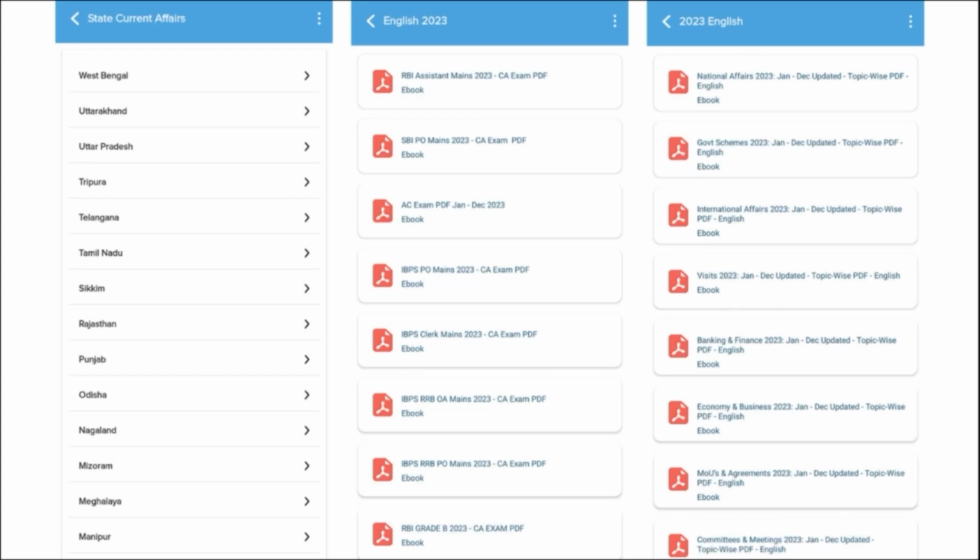After the exam, we also provide you with the exam analysis. Then for the students who are preparing for state exams, this will also be beneficial, as we provide state-wise current affairs for them. Apart from this, we also cover topic-wise current affairs such as national affairs, government schemes, international affairs, banking and finance, economy and businesses, as these are the topics from which the examiner definitely asks questions, and these are covered on a monthly basis. So friends, do check our application. It will be a one-stop solution for learning.